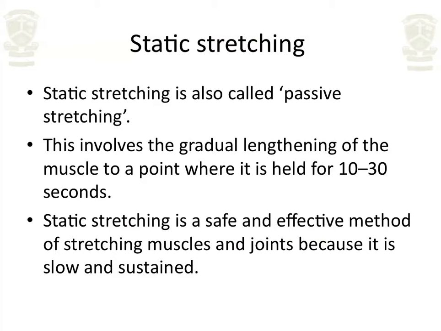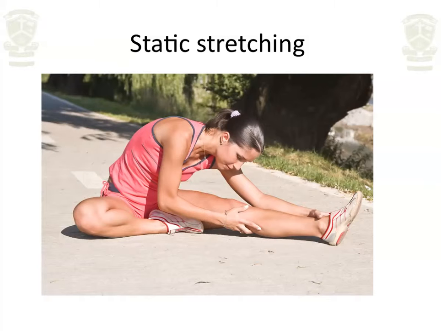The first area we're going to look at here is going to be the static stretching. Static stretching is also called passive, or as we looked on the previous screen, we could have said still stretching. It's when the athlete's sitting down nice and still. It involves the gradual lengthening of the muscle to a point where it's held for 10 to 30 seconds. So there's no movement at all, hence static. Static stretching is a very safe and effective method of stretching the actual muscles. Here we have a picture of a young lady doing a hamstring stretch. This is an example of a static stretch. She's sitting down nice and still. There is no movement. She's just stretching the hamstring. That will be an example of a static stretch.